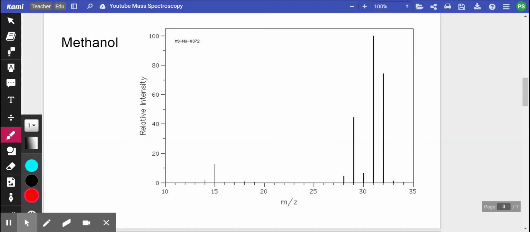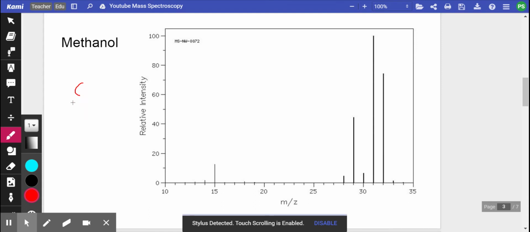Okay, welcome back to part 2 of mass spectroscopy. In part 1, we saw how we make the mass spectrum, the 5 steps required. Now let's analyze a sample. Now this is methanol. This is the mass spectrum that you would get.